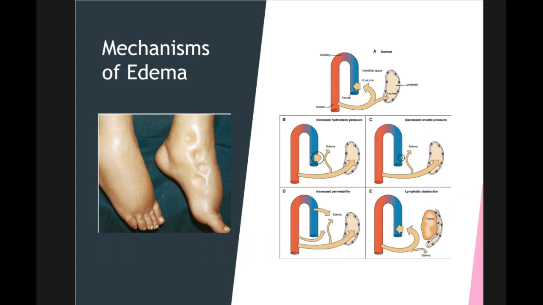We see this a lot in kidney disease because a lot of the protein is lost in the urine due to the damage of the glomerulus, and this allows macromolecules like protein to leak out.